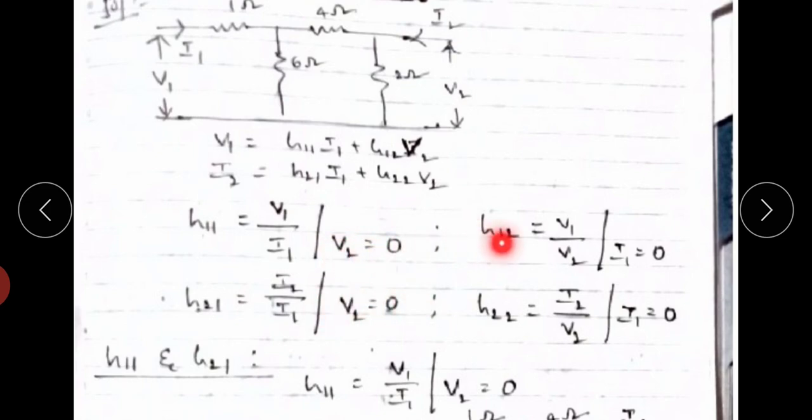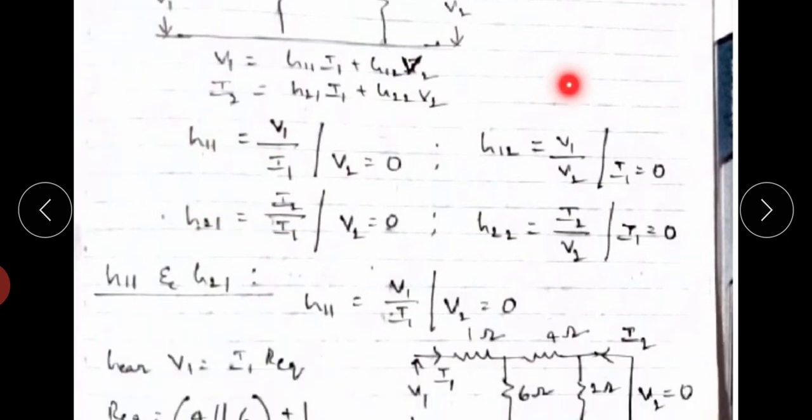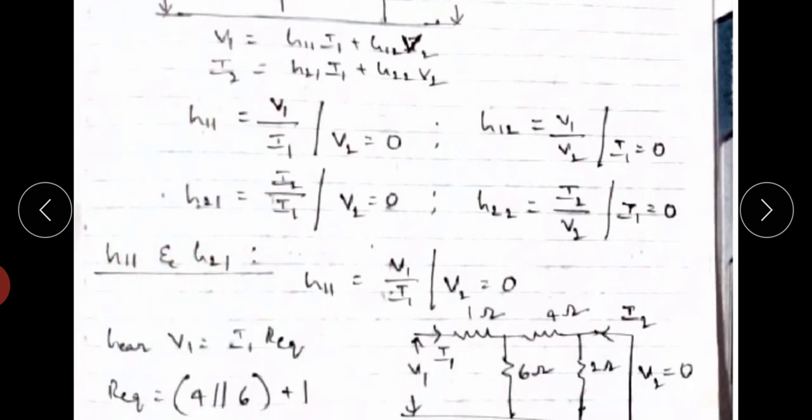Next, to find h12 and h22 we have to set i1 equals 0. So here i1 is the first port current. So to set i1 equals 0, we have to open port 1. So by opening port 1 we can find these two parameters, and by short circuiting the second port we can find these two parameters. So first h11 and h21.